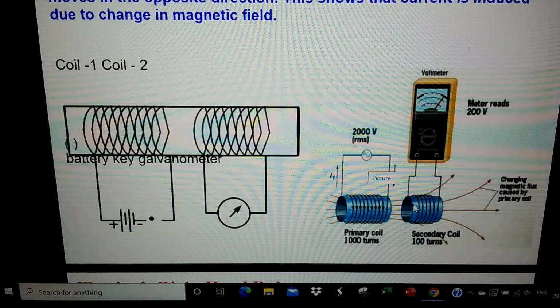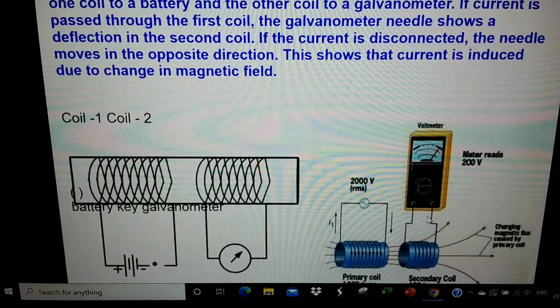This is due to change in the magnetic field strength in the secondary coil, which is caused by the primary coil. This is known as induced magnetic field.